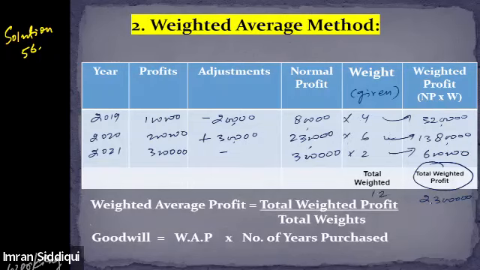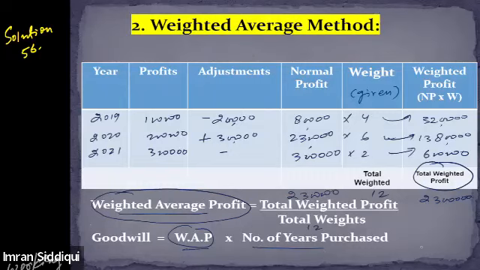And then you just need to divide the total weighted profit with the total weight. Like total weighted profit in the question is 23 lakh. So 23 lakh divided by 12, the total weight. And whatever value you get will be considered as the weighted average profit. And that is what you require for the calculation of goodwill. So 23 lakh divided by 12 will be the weighted average profit. Then you will simply put the weighted average profit in the formula, and multiply it with the number of years' purchase, and you will get the answer. Done.